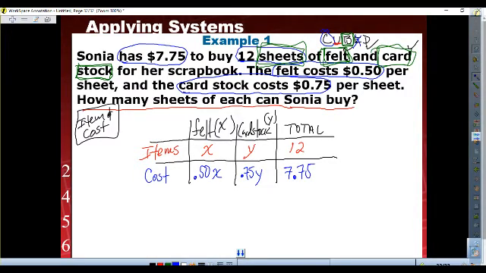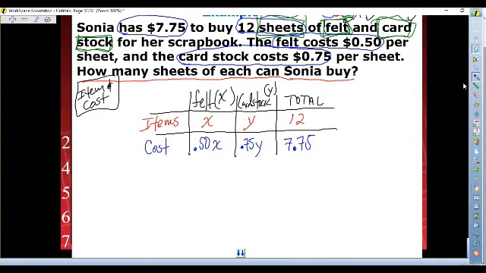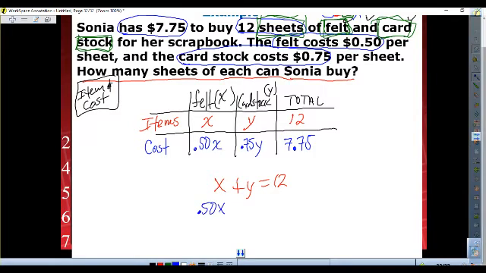7.75. Do you see the system now? Yes. Let's write it underneath. I'm going to use the same colors. x plus y equals 12. And the other is 0.50x plus 0.75y equals 7.75. So far, so good? Yeah.